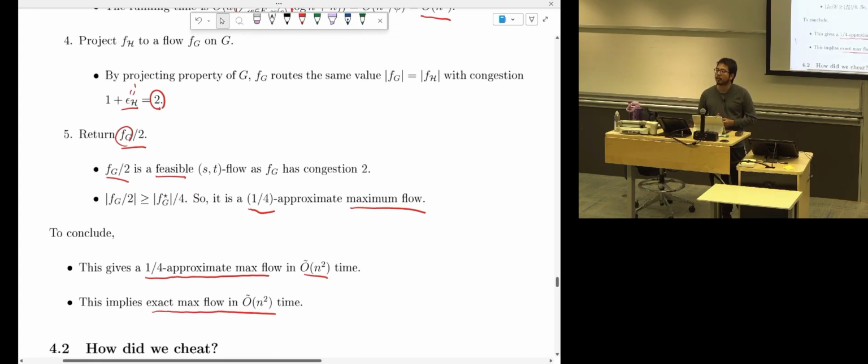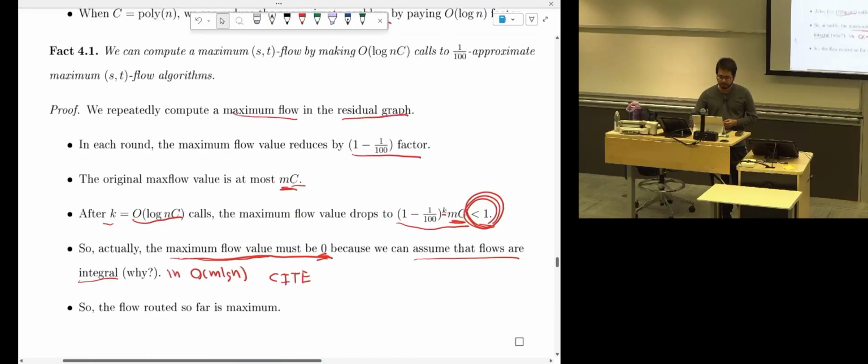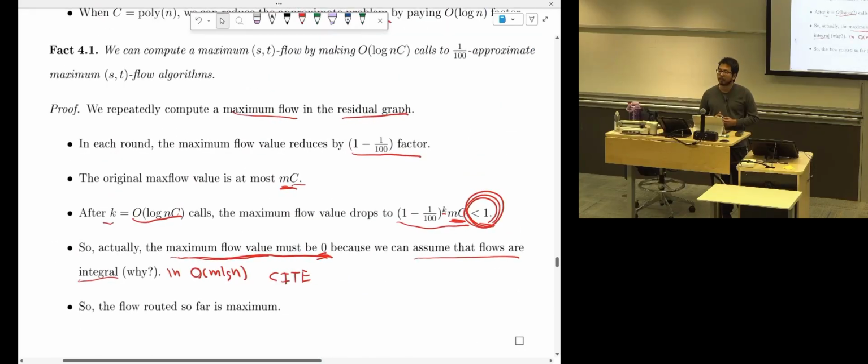Wait, sorry, could you scroll back up to the reduction real quick? Yep. So in the first part, it says that in each round the max flow value reduces by 1 minus 1 over 100. Wouldn't this indicate, maybe I'm misunderstanding this, that you would need to call max flow a smaller number of times if you had a worse approximation?